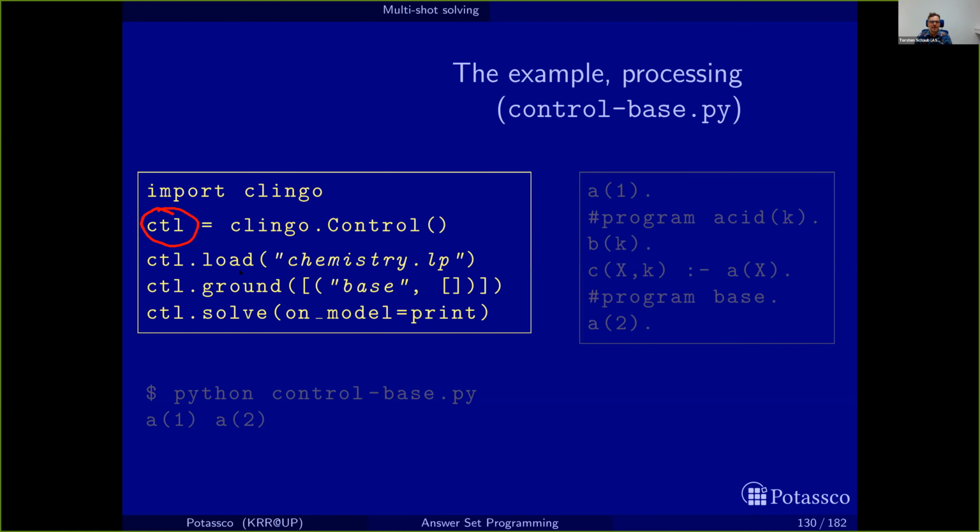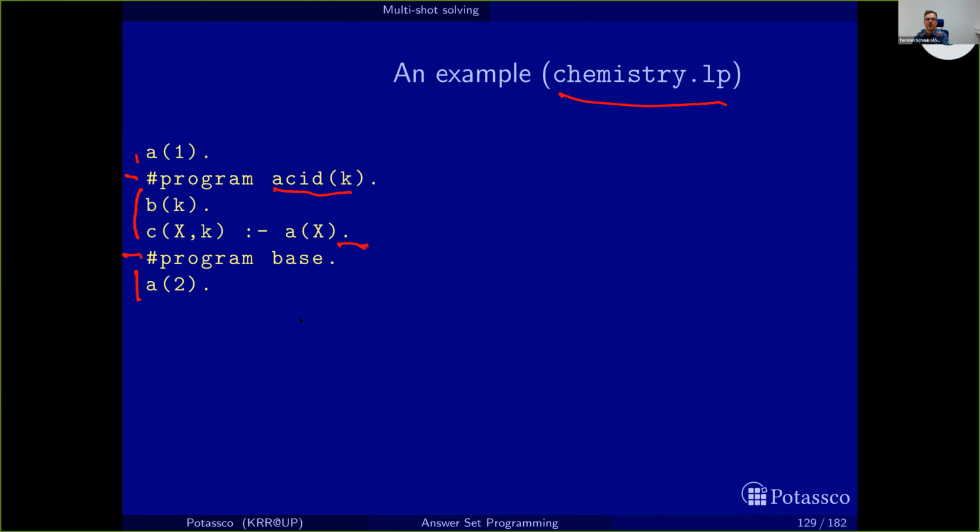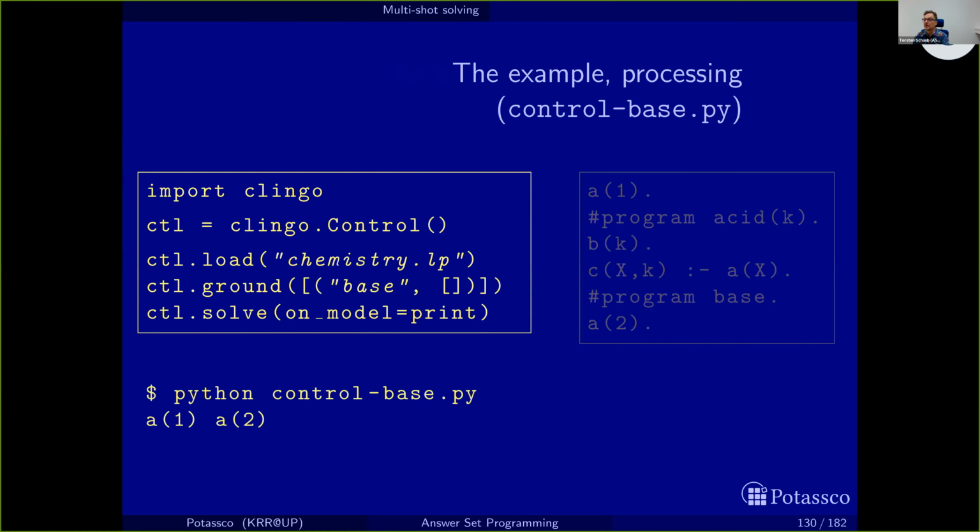We load our chemistry file and ground it, but here we ground only the base program. Then we solve it and print the solution. What we get out is what belongs to the base program. Look at this, it's A1 and A2, and that's what we get.